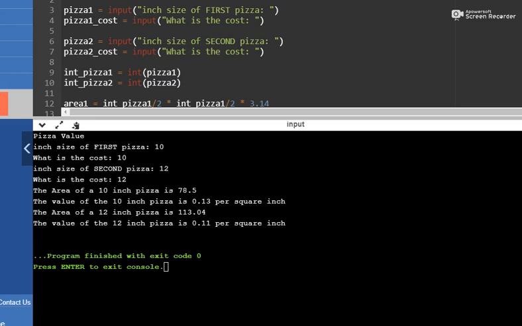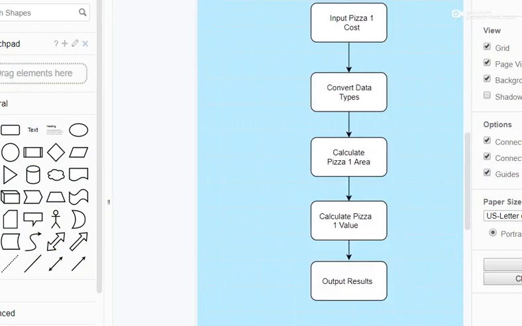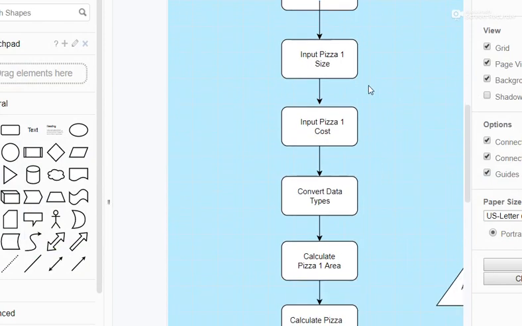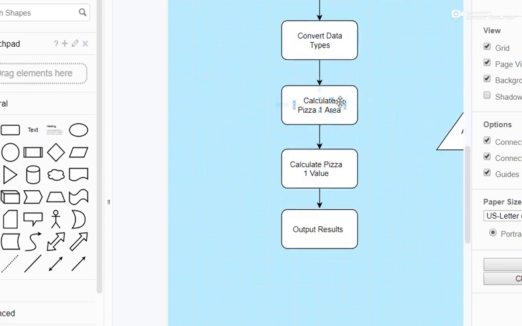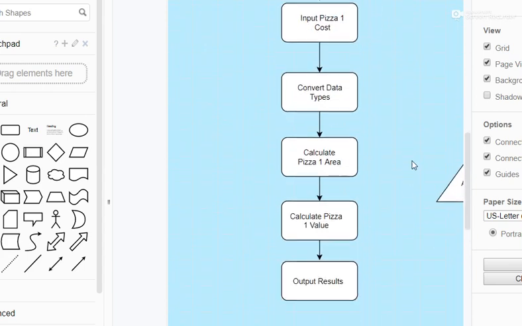We followed our flowchart quite accurately. Just to recap it, we introduced the program, pizza value program, got the input pizza 1, got the cost, made sure they were integers, calculated the area, calculated the value, and did the outputs. We did it all for pizza 1 and then just duplicated it for pizza 2.